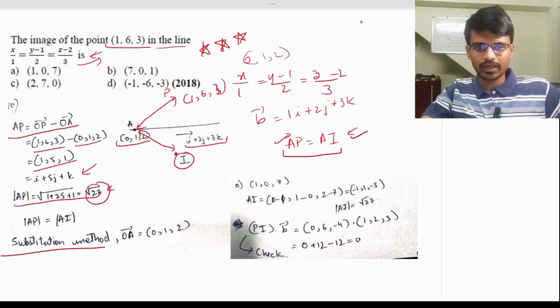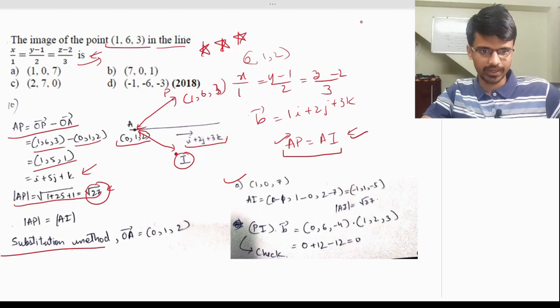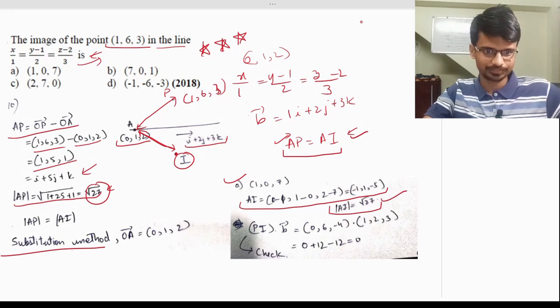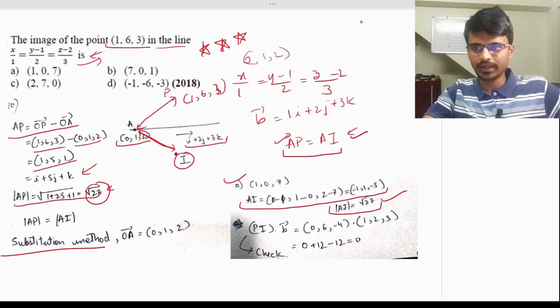So let me take option A. Let us take the image of the point as 1 comma 0 comma 7. Here I need to find out this vector AI. So what is my AI? I have to subtract the corresponding direction ratios. I get root 27. So see, this agrees. So this is working. My AI is equal to AP. I have found a point using the substitution method that satisfies this.